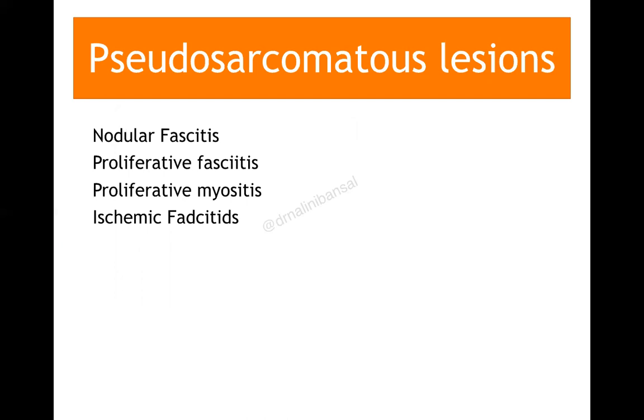So, just a word about the pseudosarcomatous lesions. These mimic sarcomas because they show hypercellularity and they also show mitosis, but these are actually not sarcomas. The most important thing to remember is these are usually seen in the younger age group from the superficial lesions, and they are usually seen as a subcutaneous nodule, so they are not deeply located. The commonest ones to see are nodular fasciitis, proliferative myositis, and ischemic fasciitis.